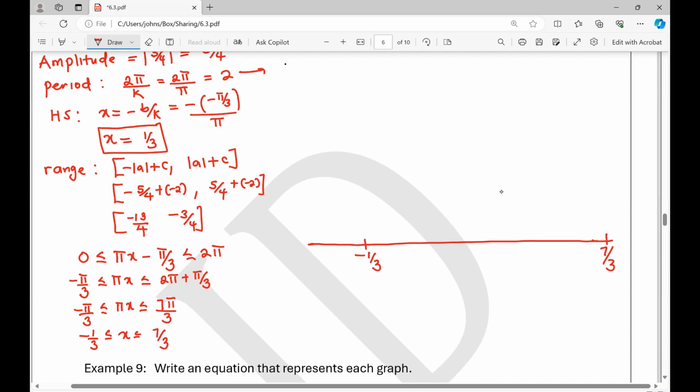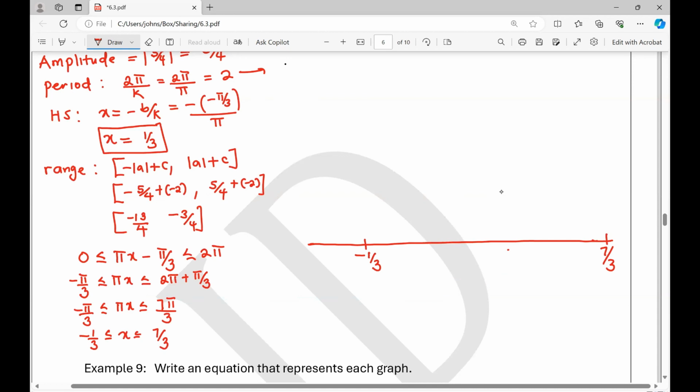And you can see that what is the difference, the distance between these two values here? You see 7 over 3 minus what? 1 over 3. What will it become? This you can see, this is just what? 6 over 3, which is 2. So it's the same thing as our period, right? Okay. So this is one complete period from minus 1 over 3 to 7 over 3.